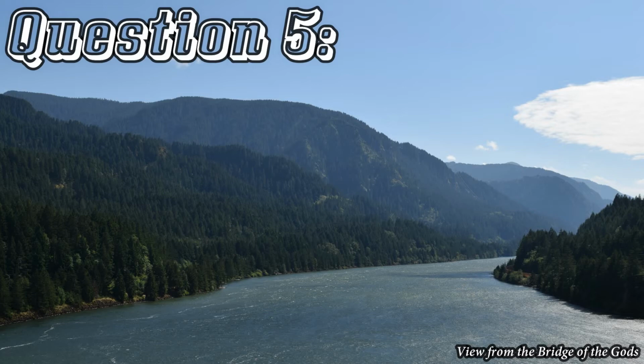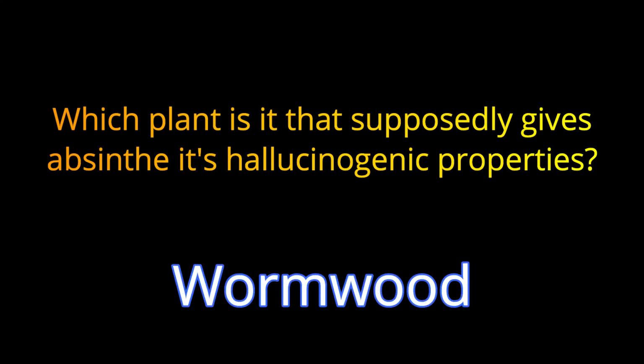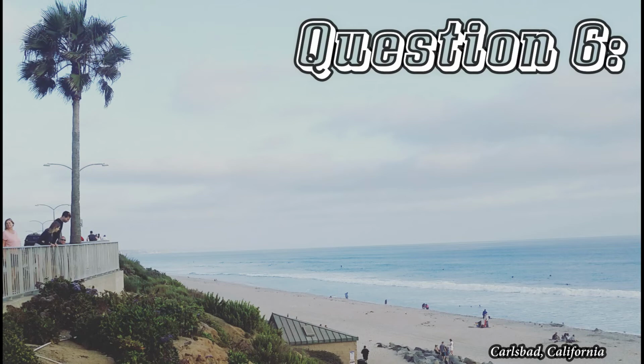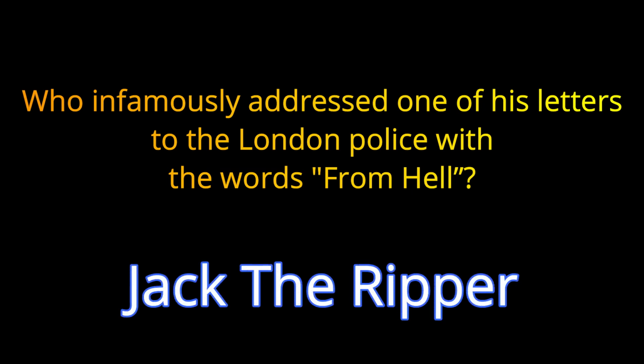Question number five. Which plant is it that supposedly gives absinthe its hallucinogenic properties? The answer is wormwood. Question number six. Who infamously addressed one of his letters to the London police with the words, "From hell"? The answer is Jack the Ripper.